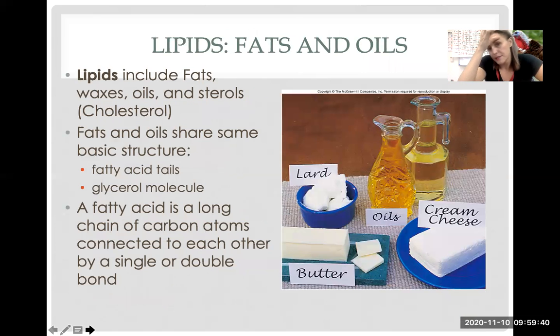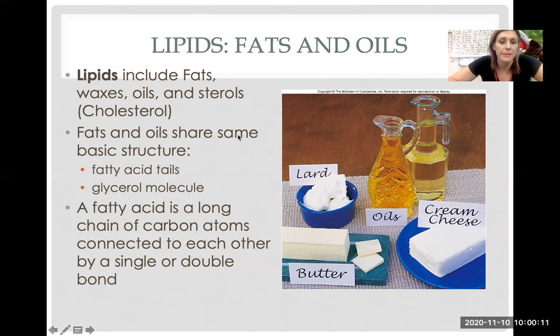Lipids are basically fats and oils. So here's a picture of lard, oil, cream cheese, butter. Those all are high in lipids or high in fats. They also include waxes, like in your ear, or oils, or steroids, like cholesterol, which is in your cell membrane, and it helps keep some rigidity or some structure to the cell membrane.